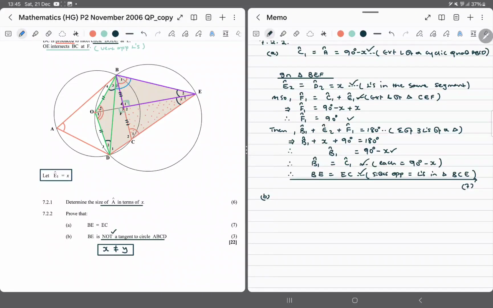Therefore, this may not be the tangent. So that's how I would look at it. Again, you look at many other possibilities, but this is just a 3-mark question. It doesn't need a lot. Although this question is not that easy to answer because you need to think about it.